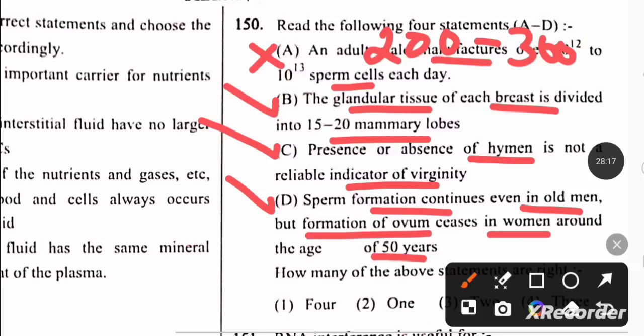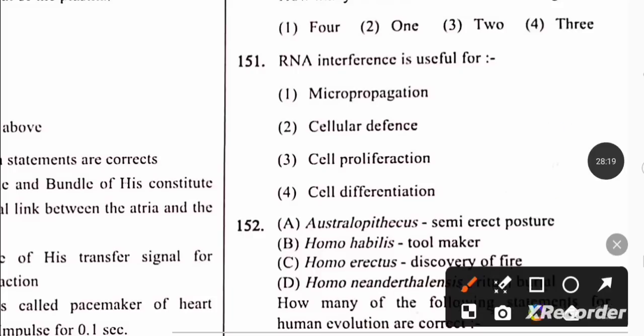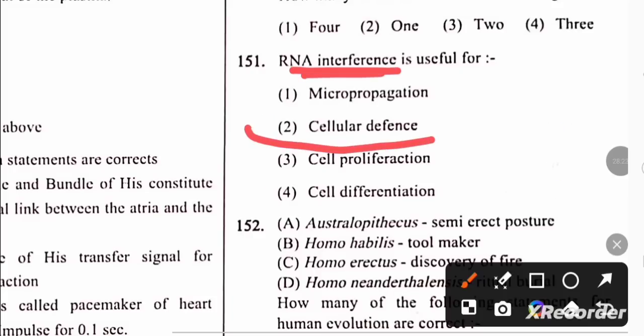Next question is very easy. RNA interference is useful in cellular defense. It is one of the methods of biocontrol in preventing the tobacco plant from the infection of M. incognita. Let us go to the next one.